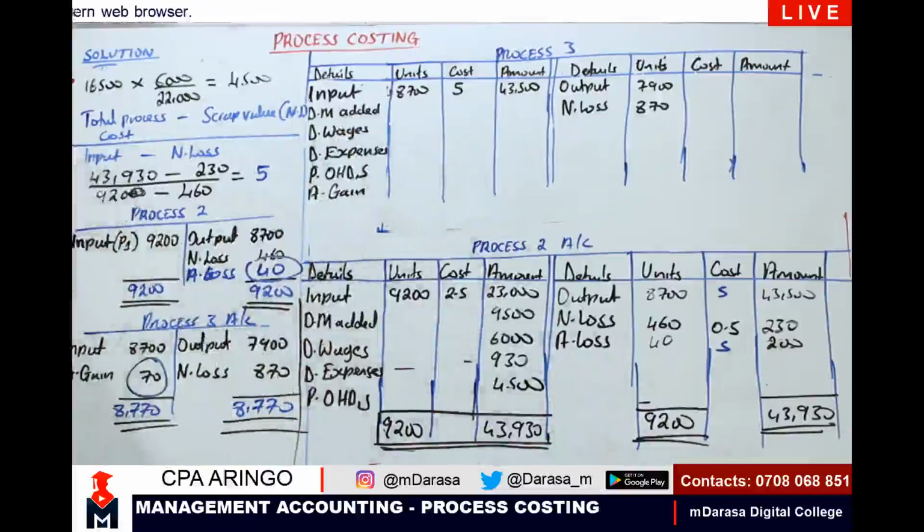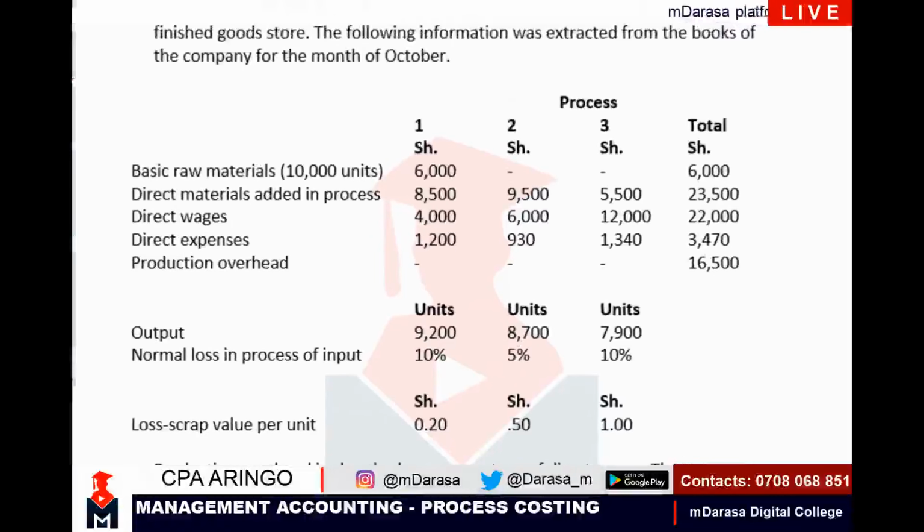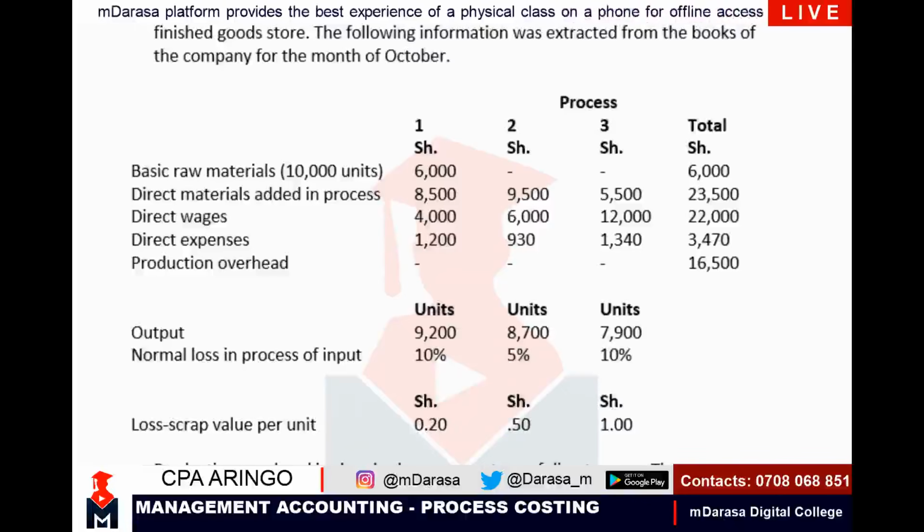So look at our question here. We just take the figures the way we were given. Direct materials added in process 3, 5,500. Direct wages given, we had 12,000. Direct expenses given, we also are given our direct expenses there. So we just take the figures the way we were given.